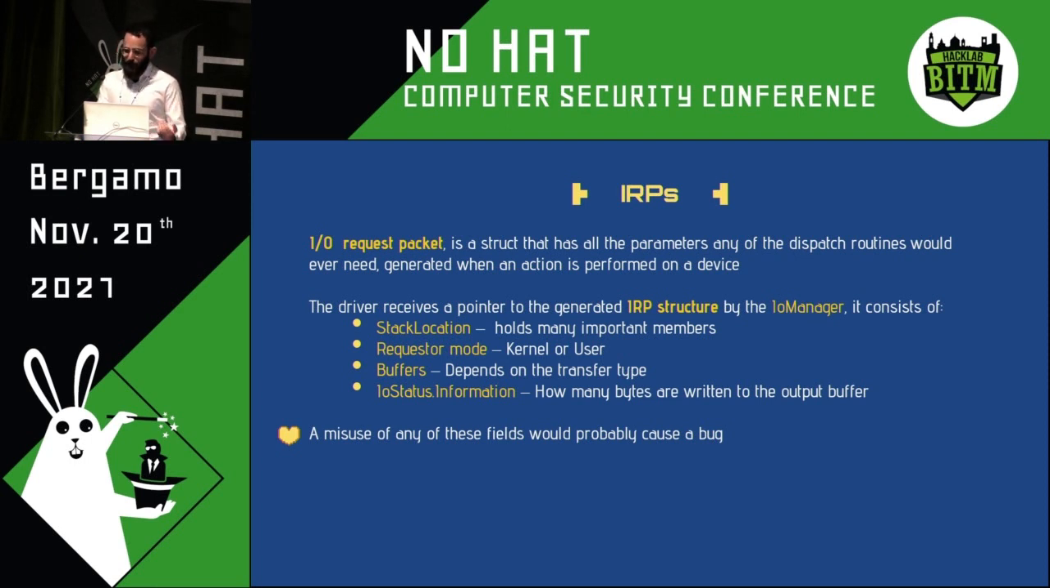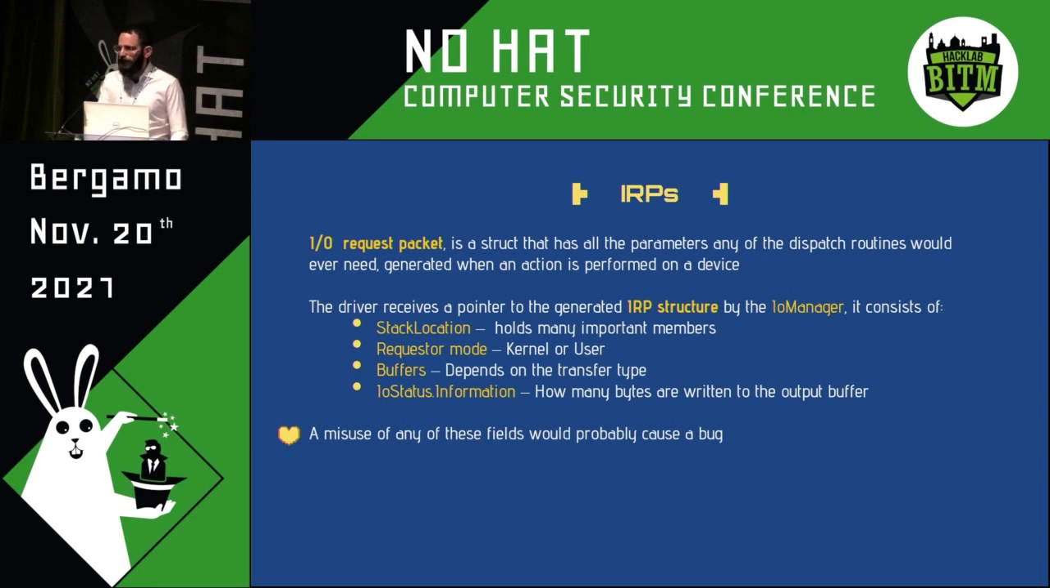Also, you have buffers. Some of them reside in the stack location and some of them in the IRP itself. It depends on the transfer type that we will see shortly. And lastly, but not leastly, an IO status information, which indicates how many bytes are to be written to the output buffer in case of success. This is a prime source of information leakage, and we will see an example of that.